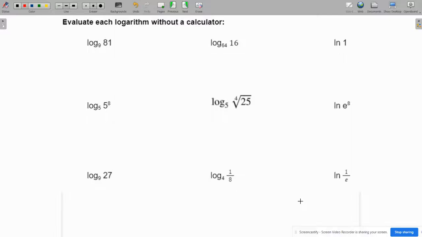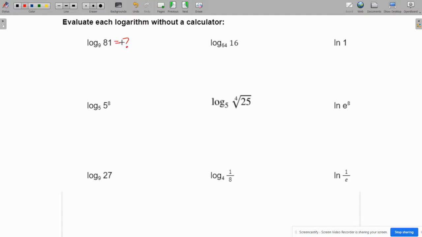Let's talk about evaluating logarithms without a calculator. So when we have something like log base 9 of 81, sometimes it's easier to think of these in terms of exponential functions. So oftentimes I think about, okay, if I'm trying to evaluate this, I want to know what does it equal?